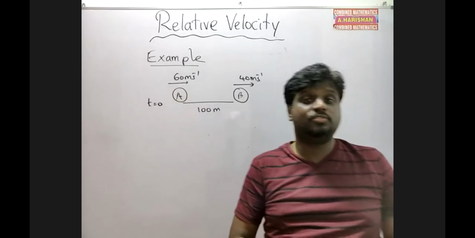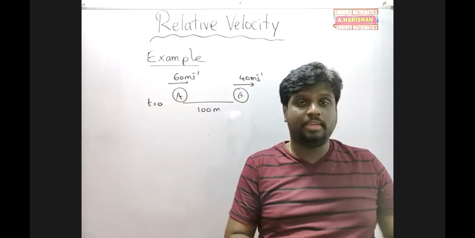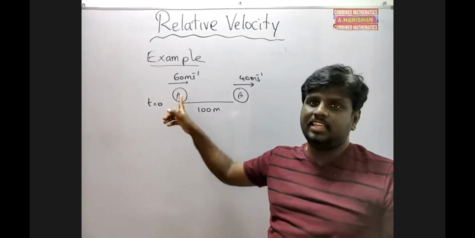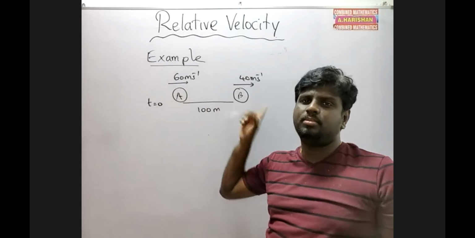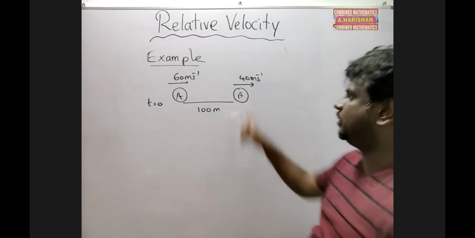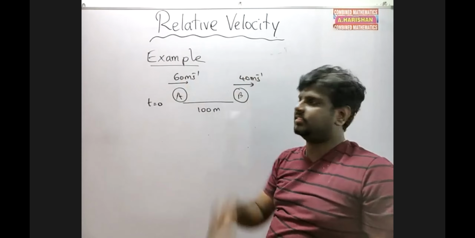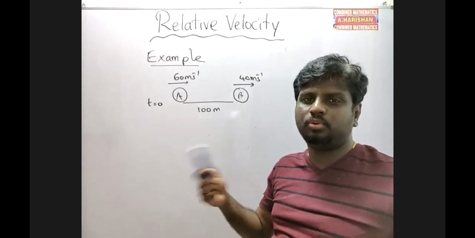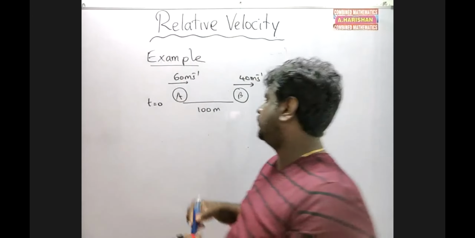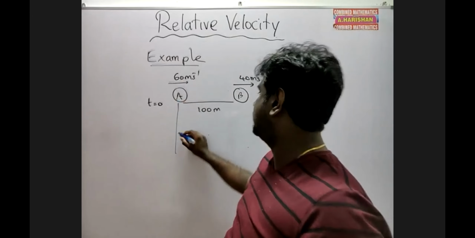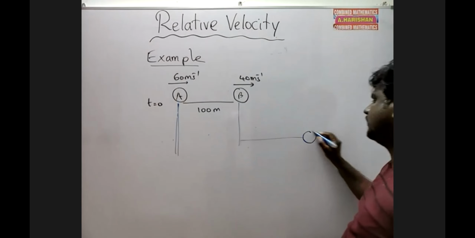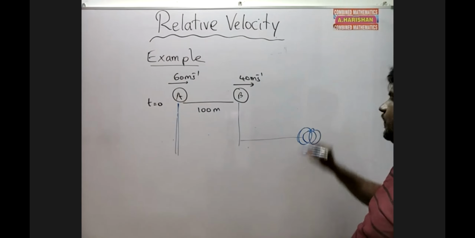Tell me first, we have to clarify whether you are able to understand. Then only we can see. Can this guy A reach B? Oh yes, yes. Why? Because this velocity is higher than this. So normally, what is the method to do? Normal method. So after some time, we are meeting together.